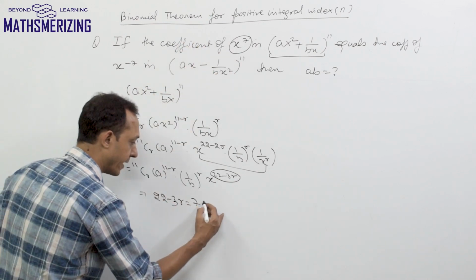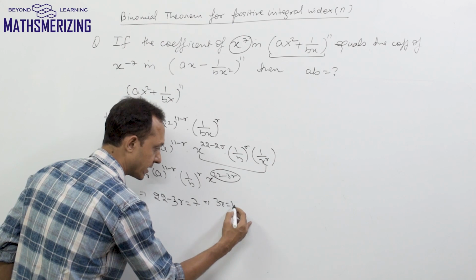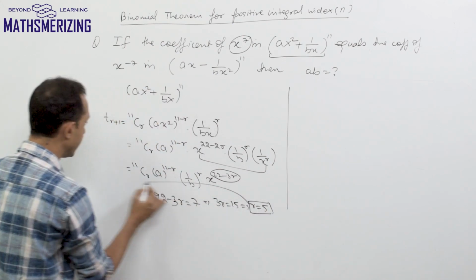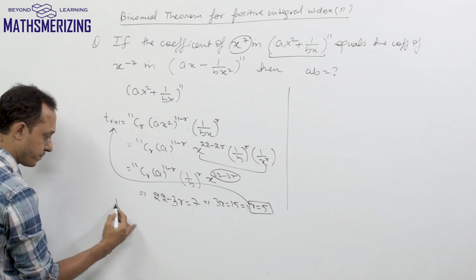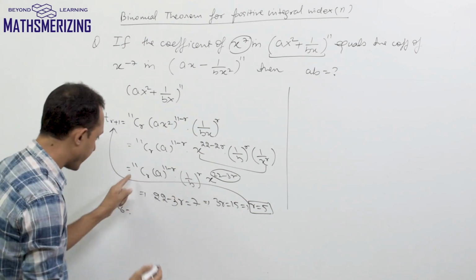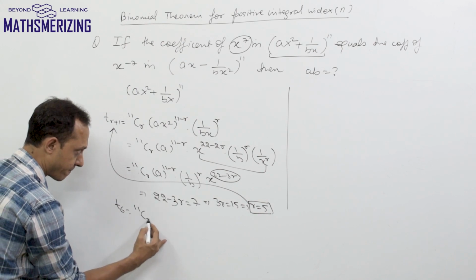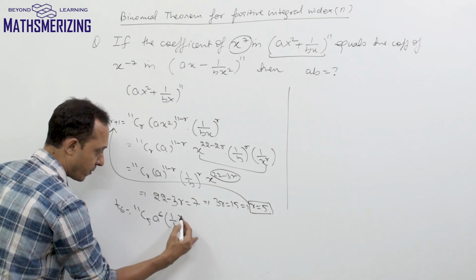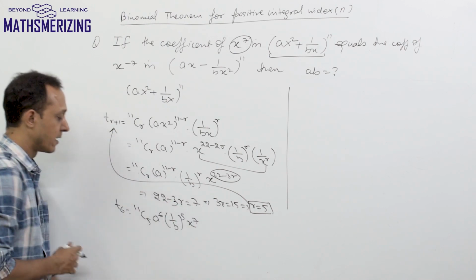So if I compare, I'll write 3r is 15. So the value of r is 5. So the term will be the sixth term. So if I put the value of r as 5, I can write 11C5 a to the power 11 minus 5 is 6, 1 upon b to the power 5, and there will be x to the power 7.